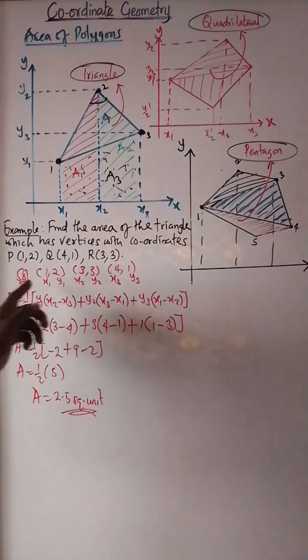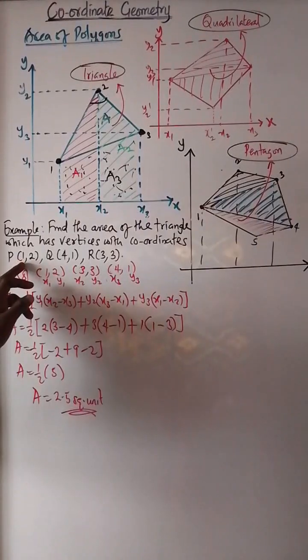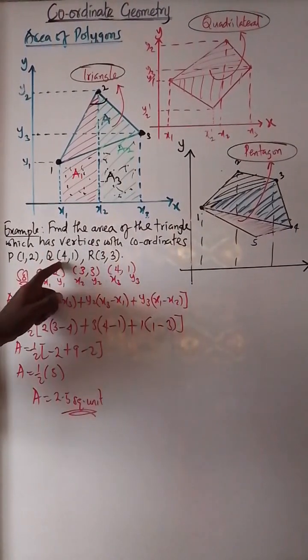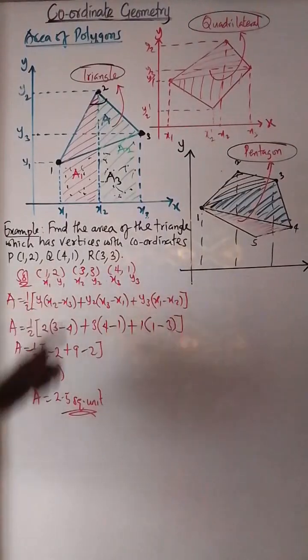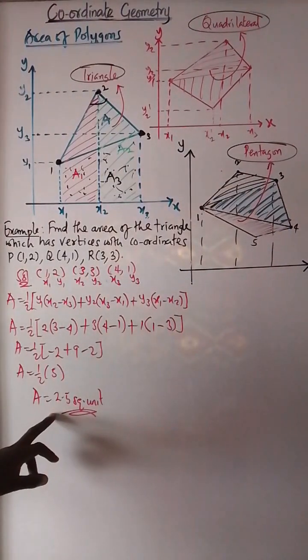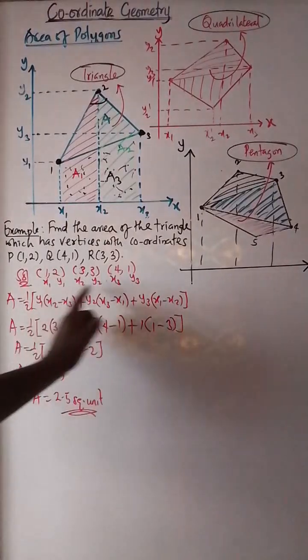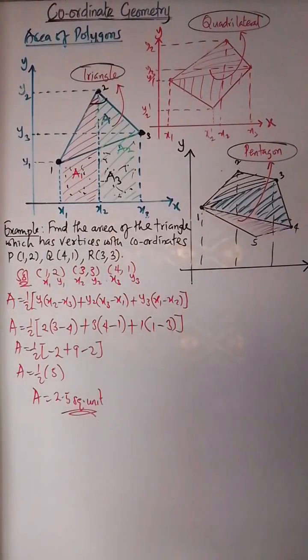Although, if you didn't arrange in order of increasing x, 1, 3, 4, if you just use this one as x1, y1, x2, y2, x3, y3, at the end we are going to get minus 2.5. So we can just neglect it. So we can say the area is the absolute value of this. You just follow the points the way they are.